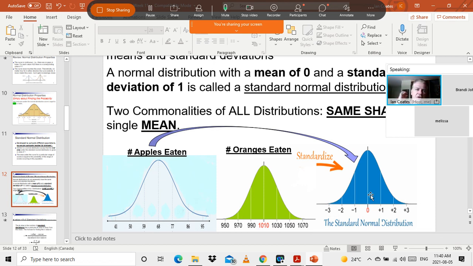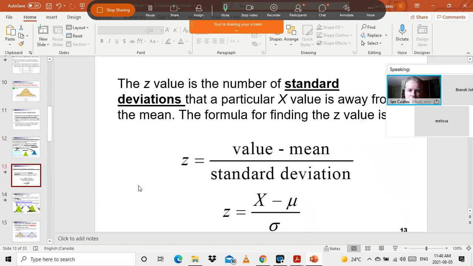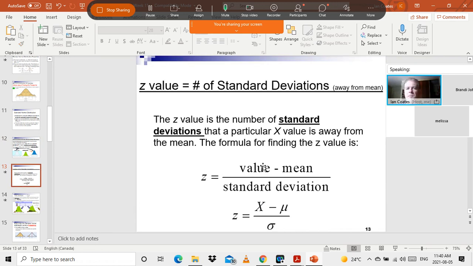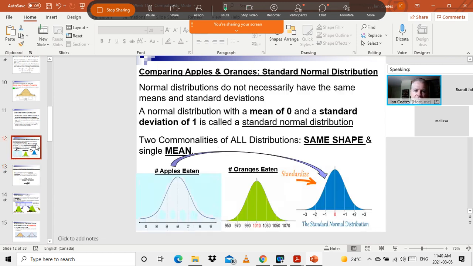I'm just throwing stuff at the wall right now. Some of it will stick. And trust me, watch and see what will happen here. It'll be all good. So what we're talking about here is we're going to be utilizing a formula in order to change these guys here using real apple or real orange numbers. We're going to use the Z formula to change them into this.